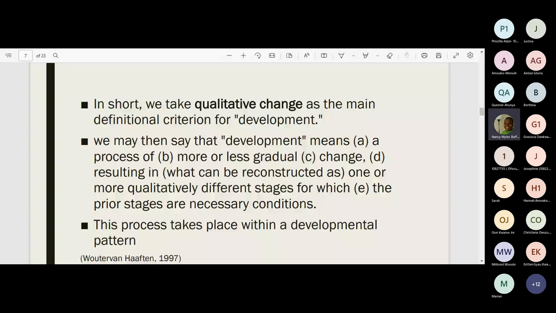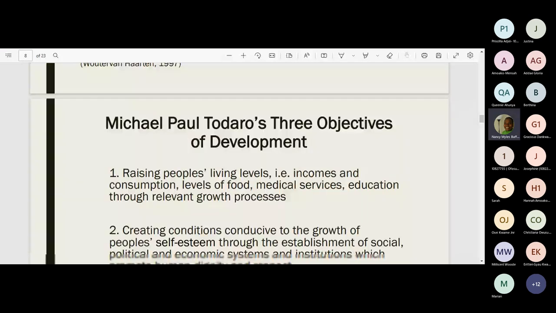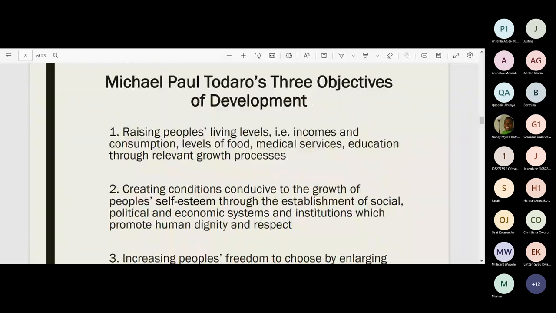This process takes place within a developmental pattern. Very good. What does that mean? Did anybody see that in their reading? This is what Queenie referenced. Look at it. Todaro, eh?